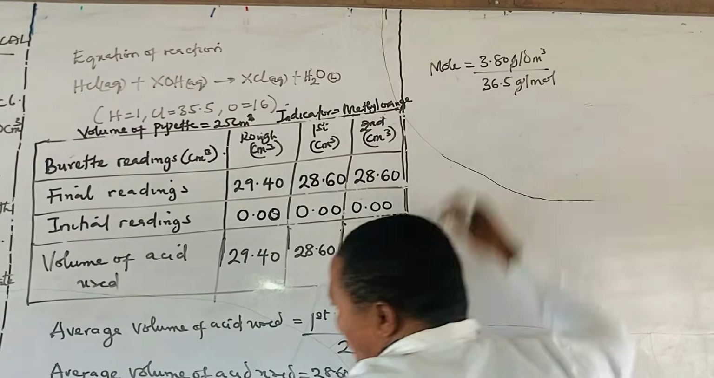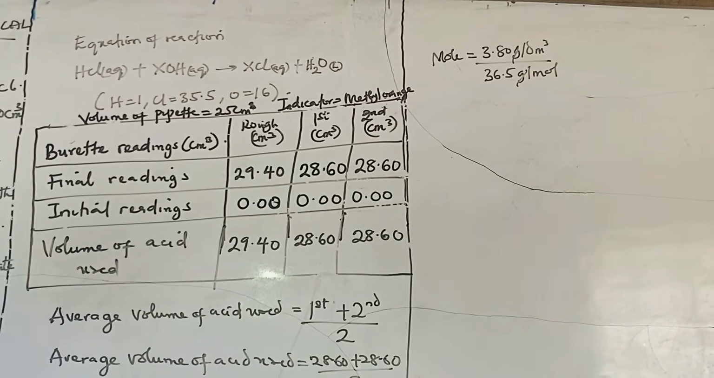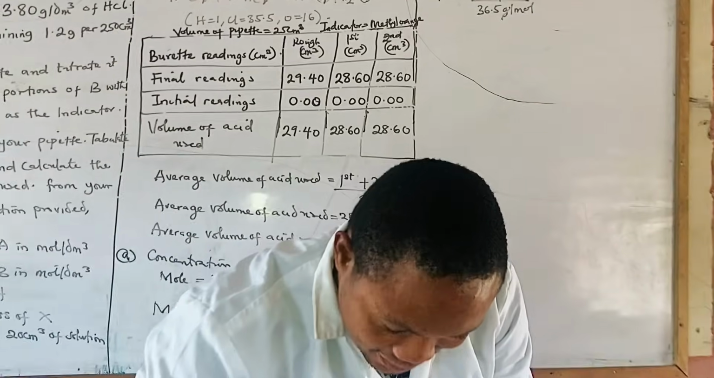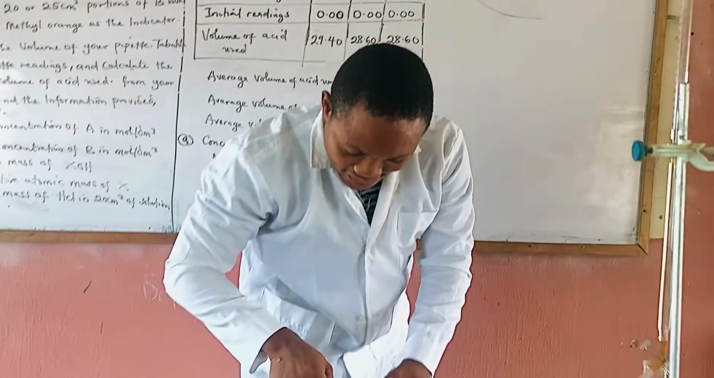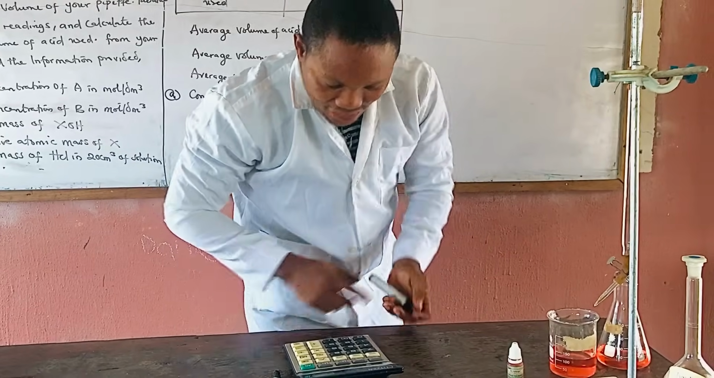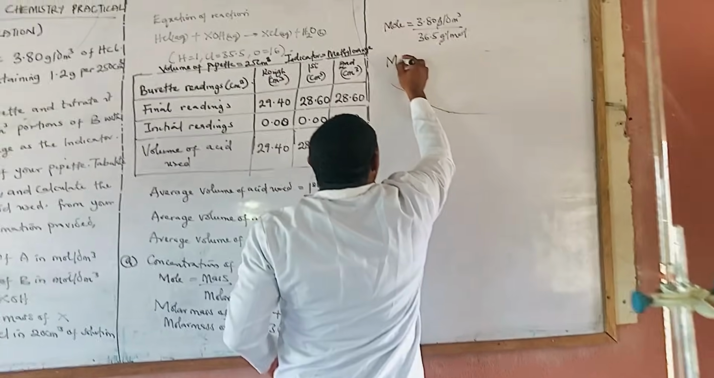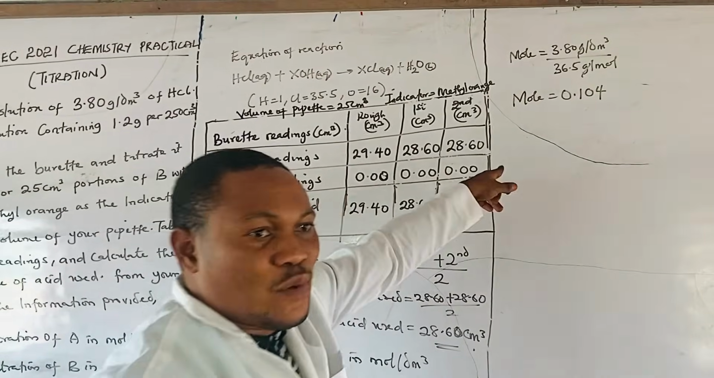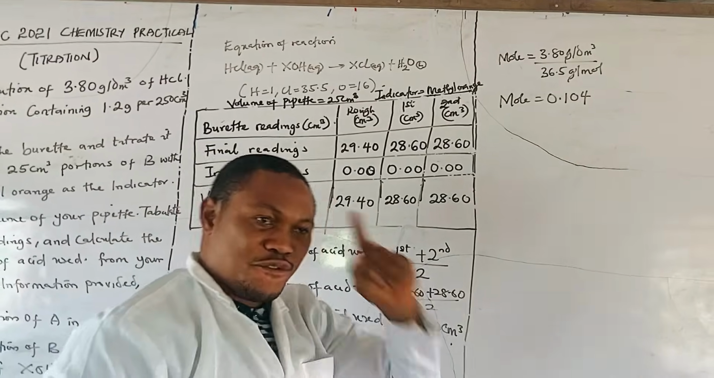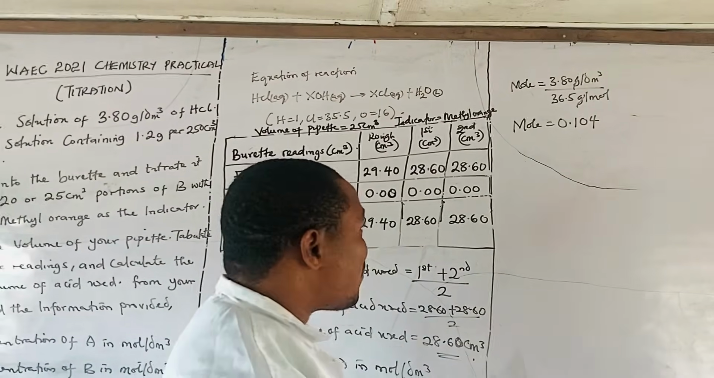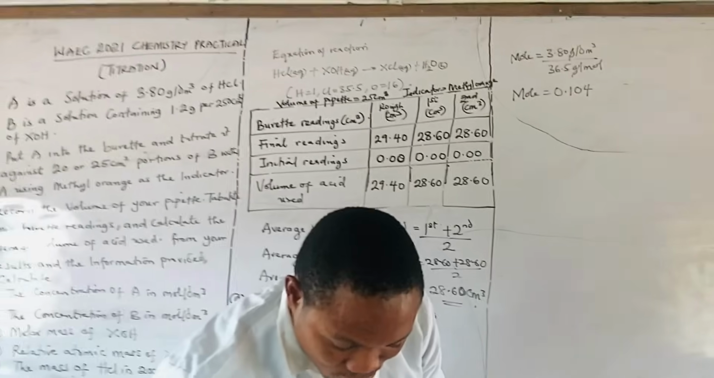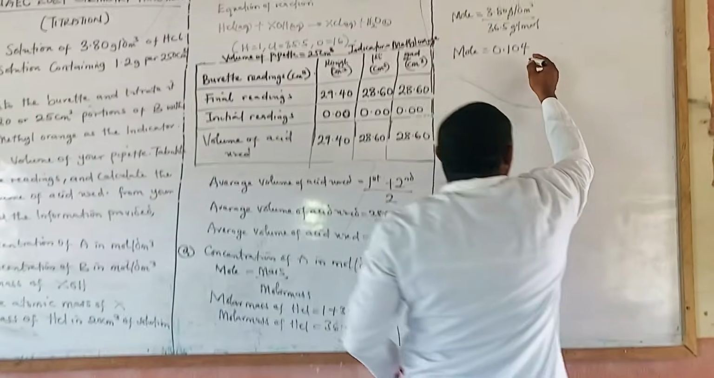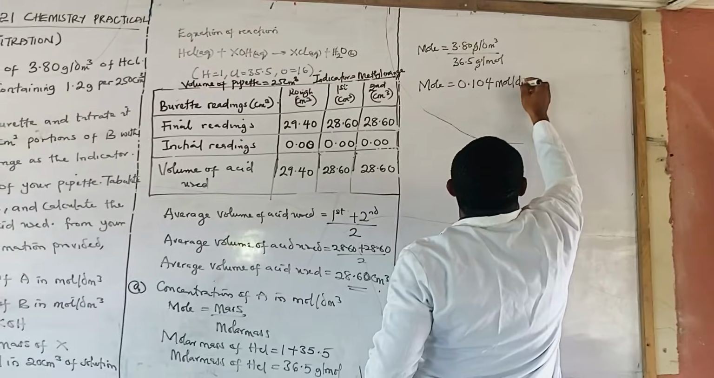You can see, we are coming back to mole per dm cube. So we have 3.80 divided by 36.5. That's giving us our mole here now as 0.104. I've said that several times, to three significant figures. Very, very important in chemistry. We express this molarity to three significant figures. So we have 0.104 mole per dm cube.